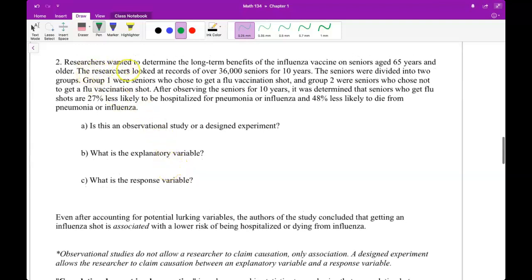Example: researchers wanted to determine the long-term benefits of the influenza vaccine on seniors aged 65 years and older. The researchers looked at records for over 36,000 seniors for 10 years. The seniors were divided into two groups. Group 1 were seniors who chose to get the flu vaccination shot. So this is group 1. They had a flu shot.